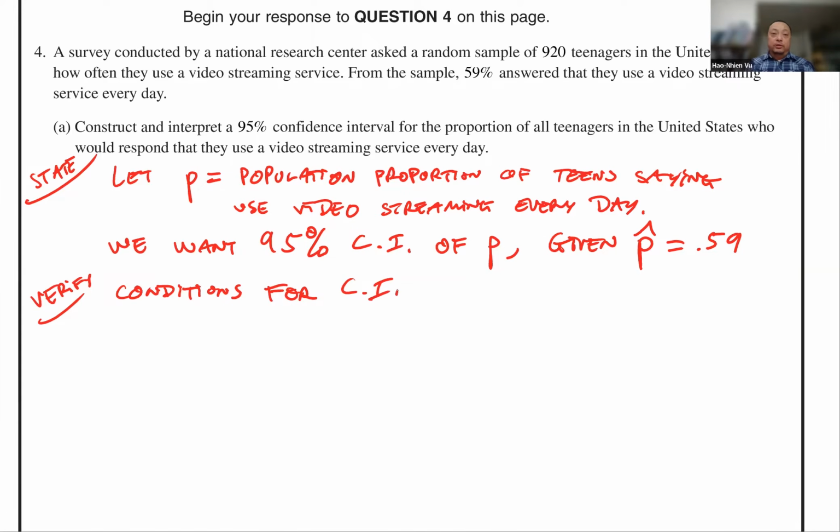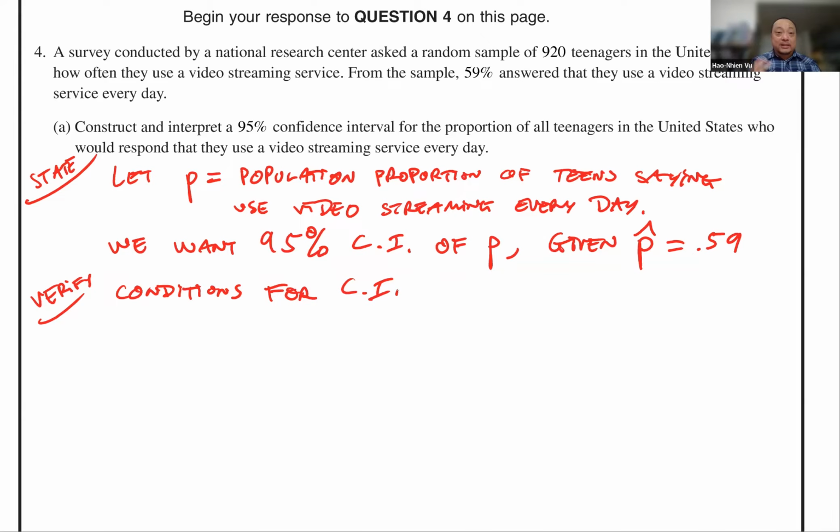Well, what are the conditions for a CI of a proportion? You need a simple random sample. In this case, we're told it's random, so close enough. We need a sample that's less than 10% of the population as a rule of thumb, so that a sample without replacement could be treated as a sample with replacement. And in this case, yes, 920 is way less than 10% of all teenagers.